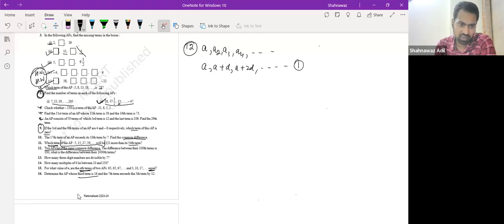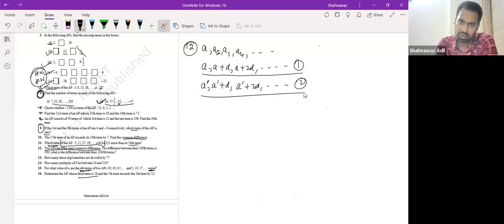And for the case of the second AP, the common difference is the same, but the first term would be different, right? So let's say that the first term is A prime. So the next term would be A prime plus D, right? And the next term would be A prime plus 2D and so on. So this is the second AP. So this is about the first statement, right? We have two different APs, but these two different APs have the same common difference.